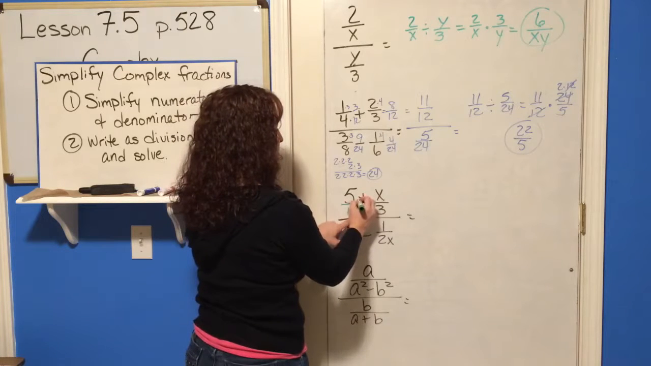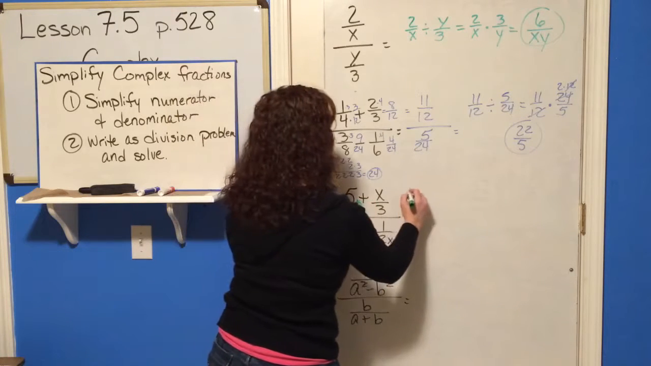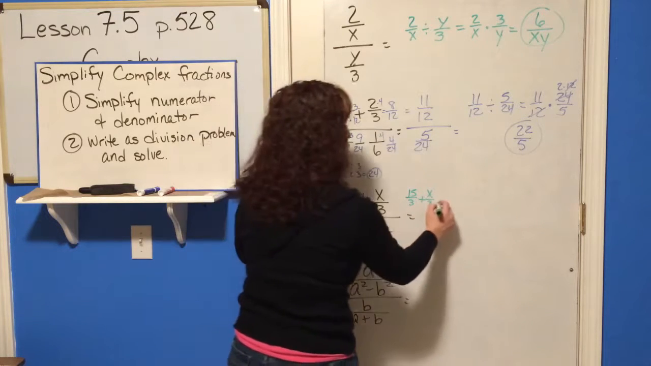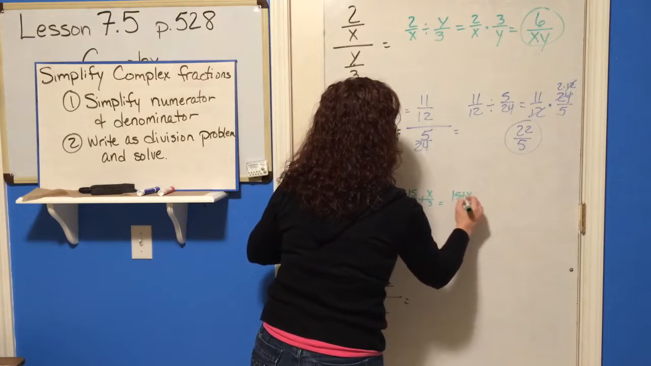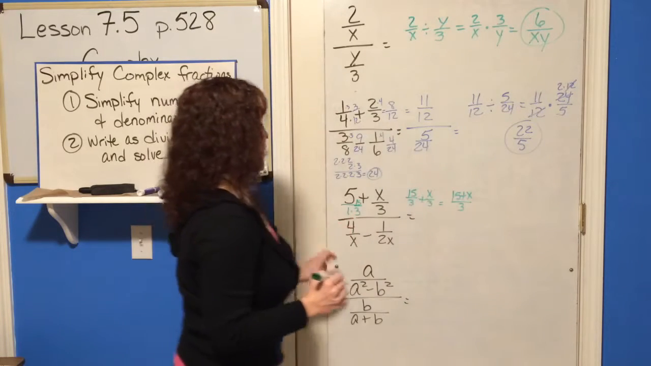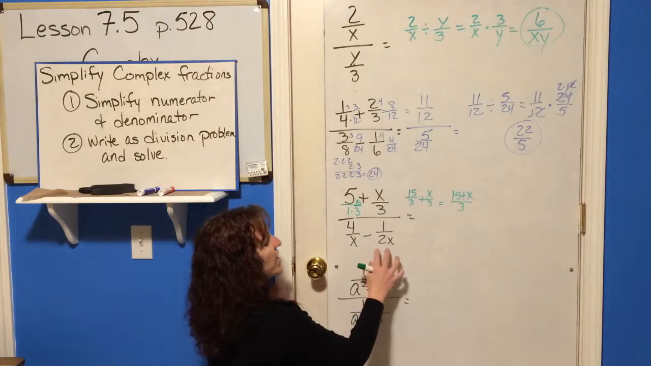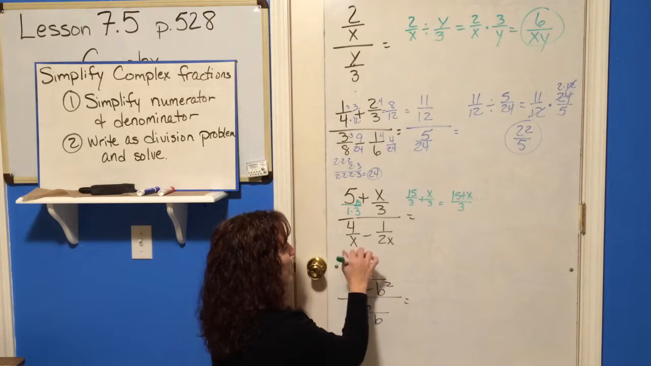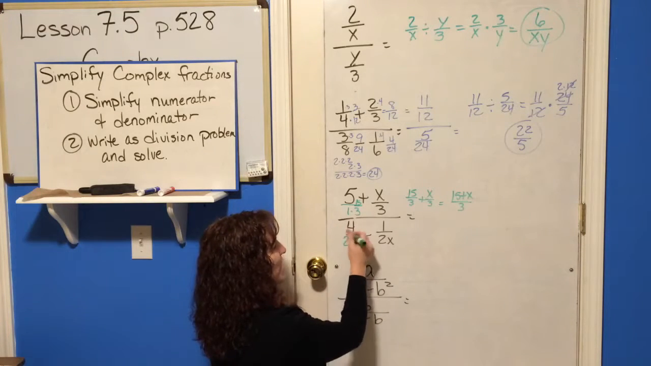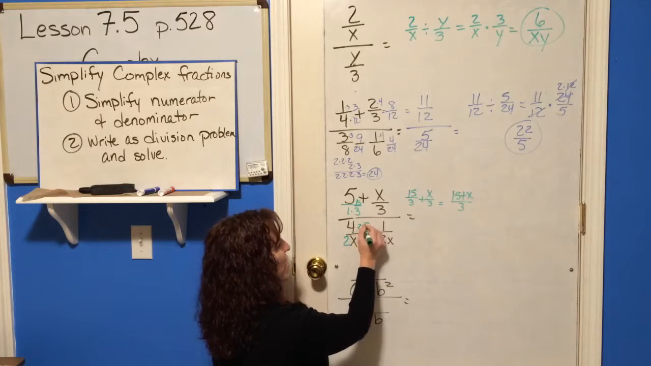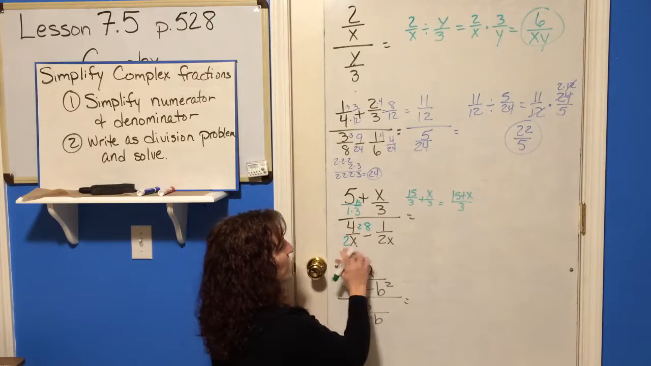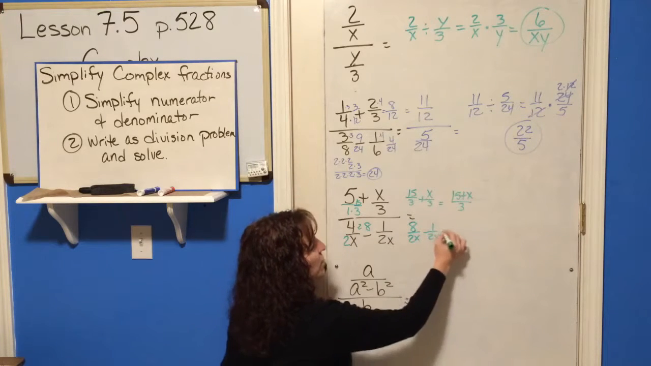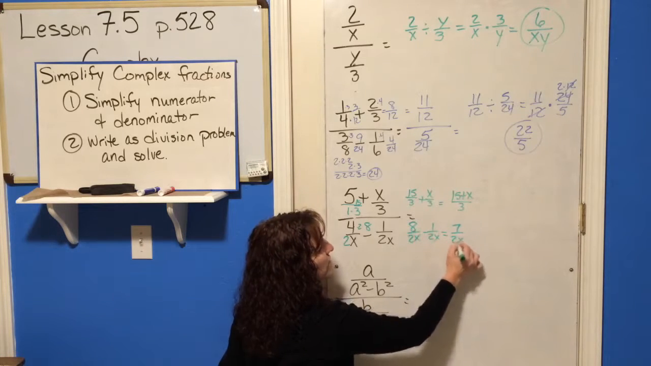So 5 times 3 is 15. So 15 thirds. So now I have 15 thirds plus x over 3 in my numerator. So that's the same as just 15 plus x over 3. And in your denominator, this is 2x and this is x. Oh, well, I just have 2 times x. I already have x. I need a 2x. So I need to take this times 2, which is just 8. So 8 over 2x. So this is 8 over 2x minus 1 over 2x. 8 minus 1 is 7 over 2x.